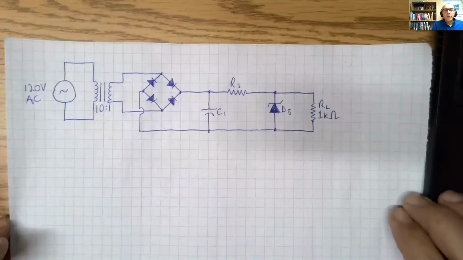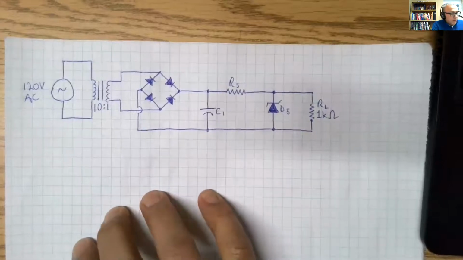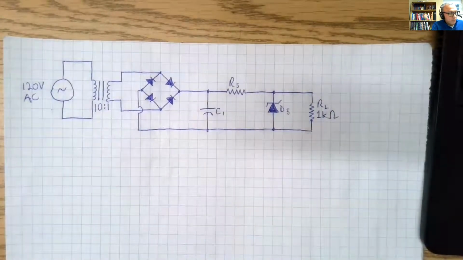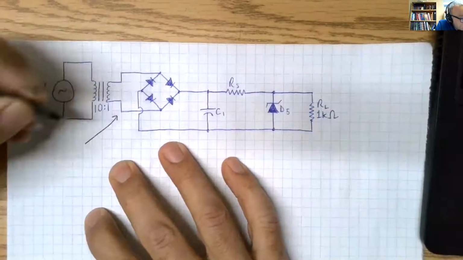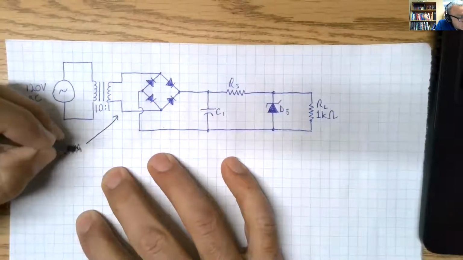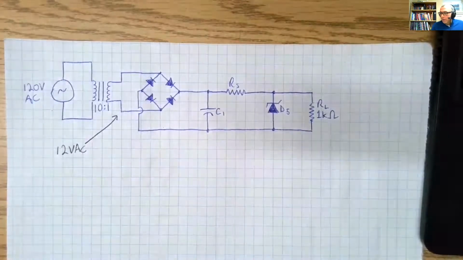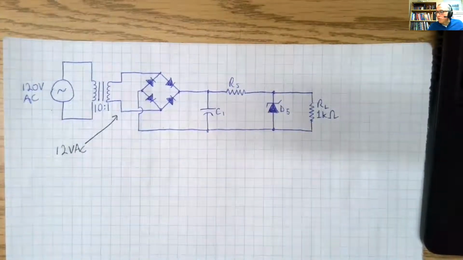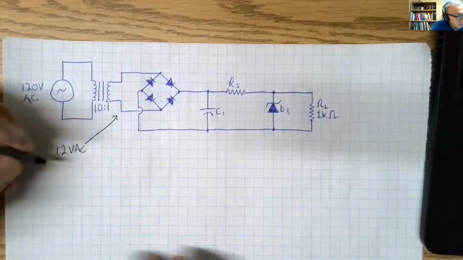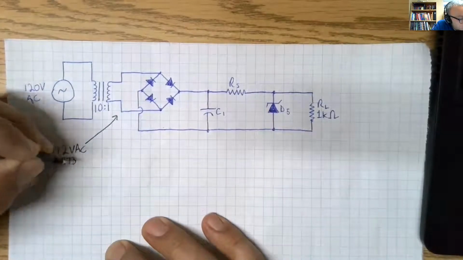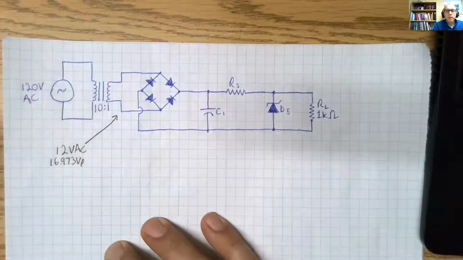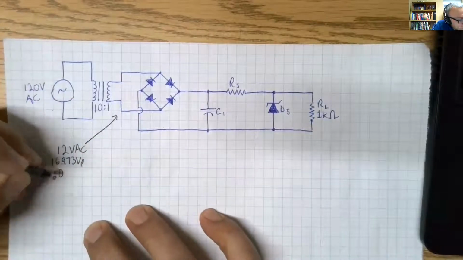So what do we have? This is our original circuit. We have at this point here 12 volts AC, which also worked out to be 16.973 volts peak. 16.973 volts peak, and that is at 60 hertz.